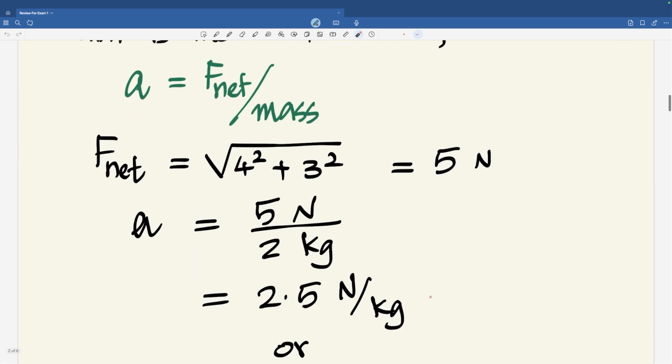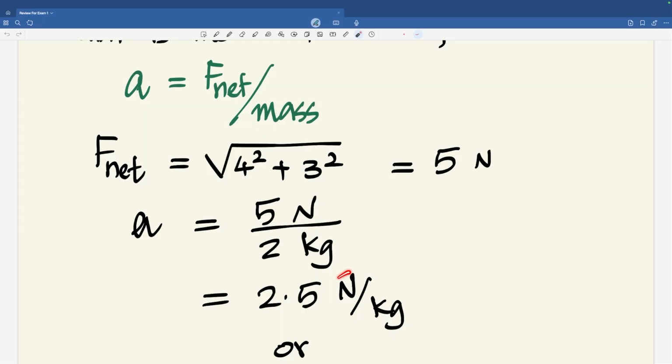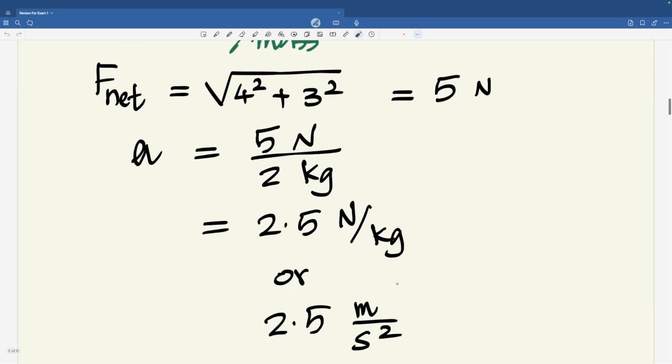But you know, Newton per kilogram is basically the same as meter per second squared when you break the Newton into its kilogram meter per second squared. So okay, that's what you get. So it could either be in Newton per kilogram or meter per second squared. Both of them are the same.